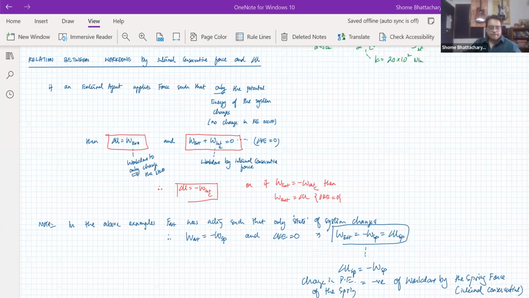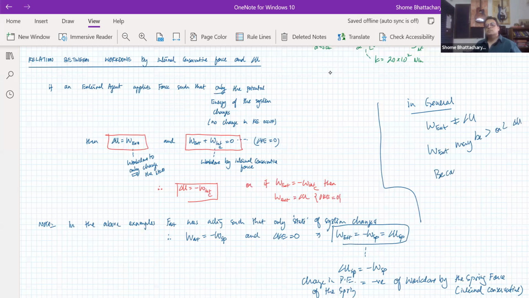So Khushi, to answer your question, in general, the work done by the external agent need not be equal to delta U. Work done by the external agent may be greater than or less than also, because the change in kinetic energy of the system may be positive or negative.